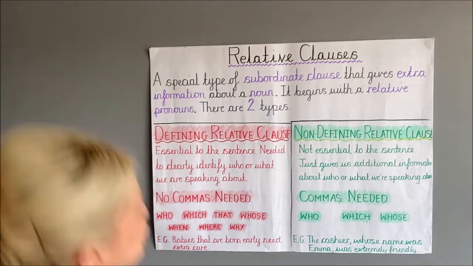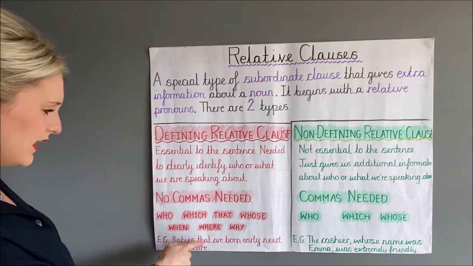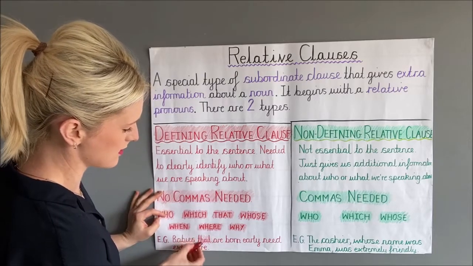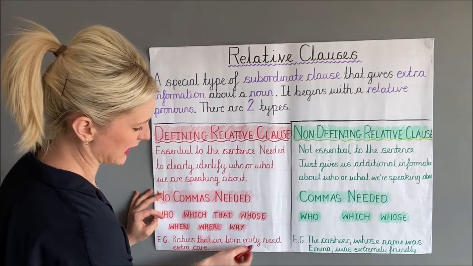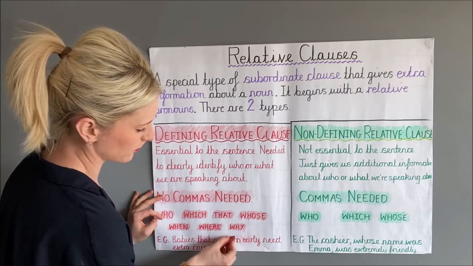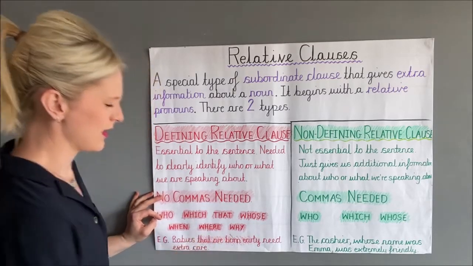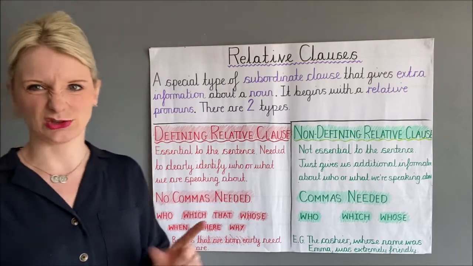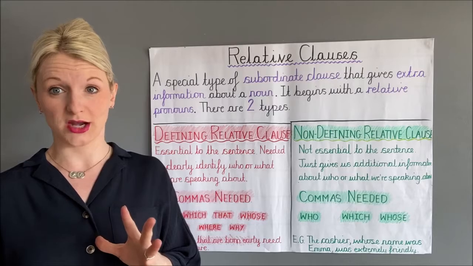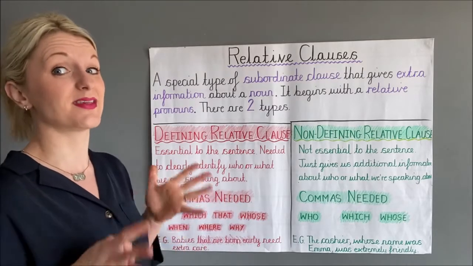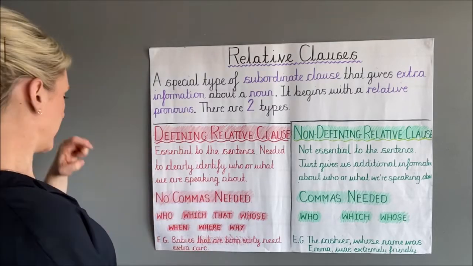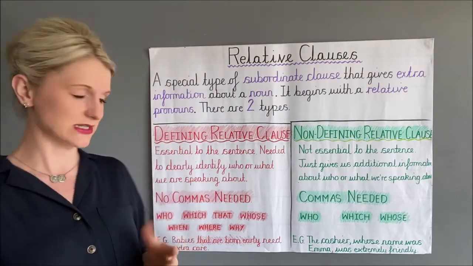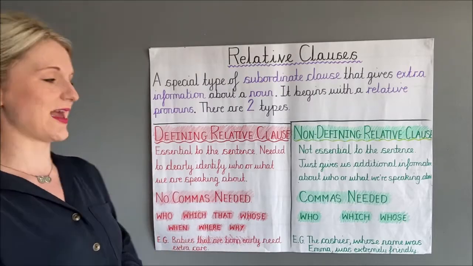Now that is essential to the sentence because if we didn't have this bit, the bit that starts with our relative pronoun, the that here, and the are born early, if we didn't have that bit of the sentence, it would just say babies need extra care, which isn't really what we were trying to say the sentence was about. We were saying that specifically babies that are born early need extra care. So that information is essential to the sentence, so it doesn't need to go in commas, and it is a defining relative clause.